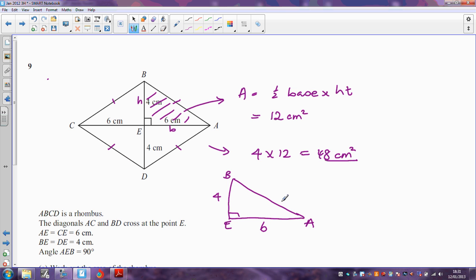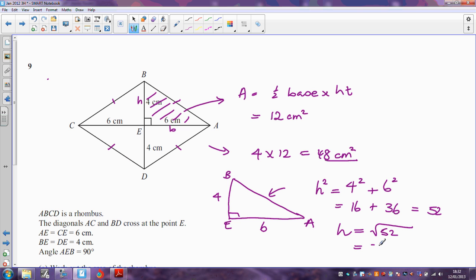So I'm trying to find the length of the hypotenuse. I know that the hypotenuse, which is this length here, the hypotenuse squared is equal to the sum of the squares on the other two sides. In other words, this short side squared plus this short side squared, which is just 6 squared. In other words, I'm going to do 16 plus 36, which comes out as 52. So the hypotenuse squared is 52. So that hypotenuse, in other words AB, is going to be the square root of 52.